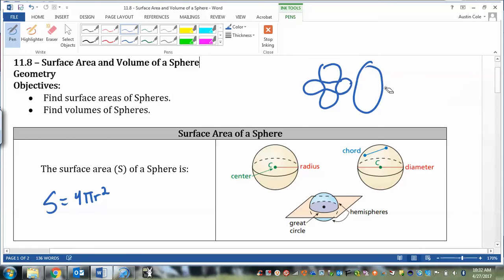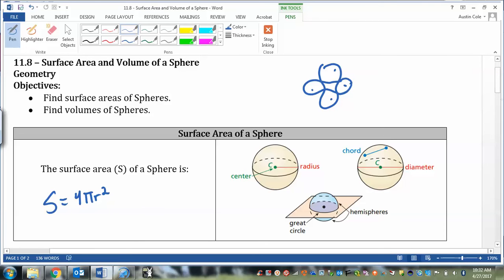So how many circles do you see there? 4. What's the area of a circle? Pi r squared. Okay, so that's where that comes from. You've got 4 circles, and each of their areas is pi r squared.